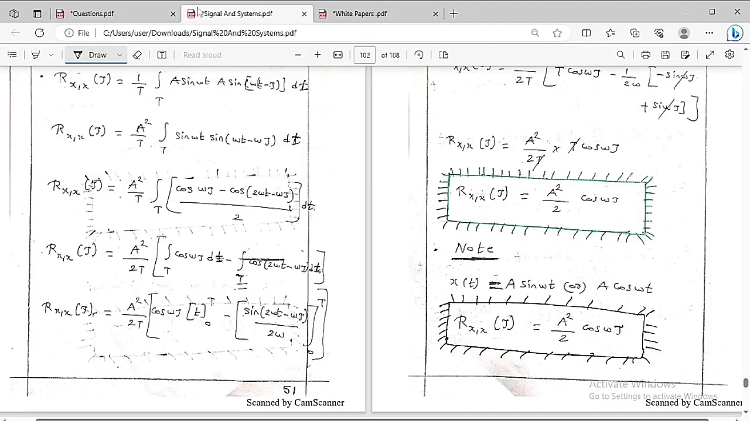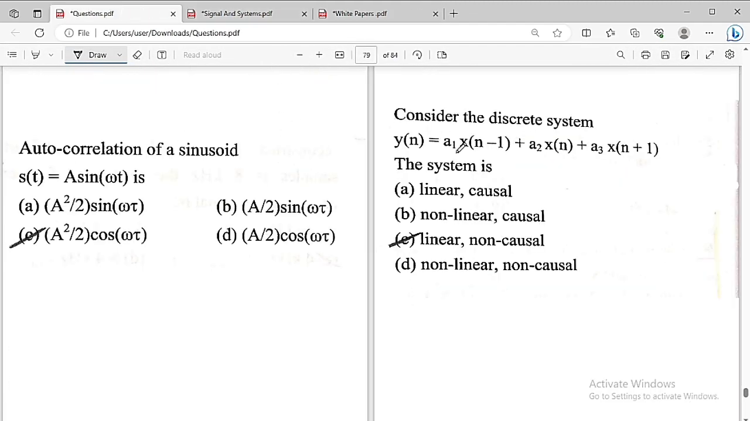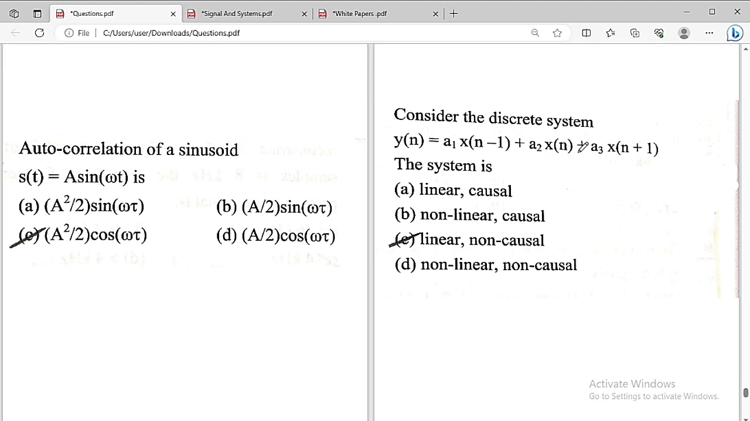Okay? So this is the correct solution of this question. So let's solve the other question. See the question here. Consider the discrete system: y of n is equal to a1 into x of n minus 1 plus a2 into x of n plus a3 into x of n plus 1.